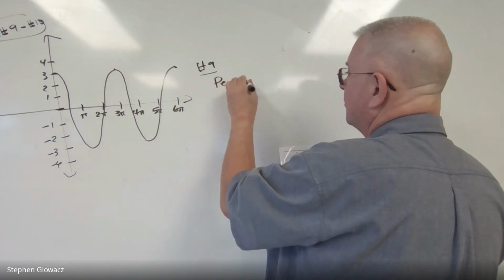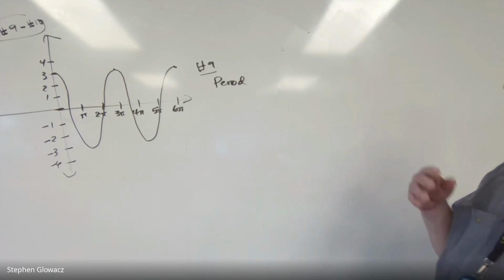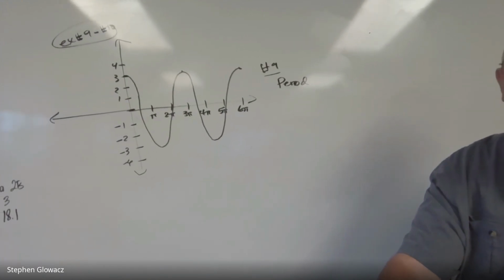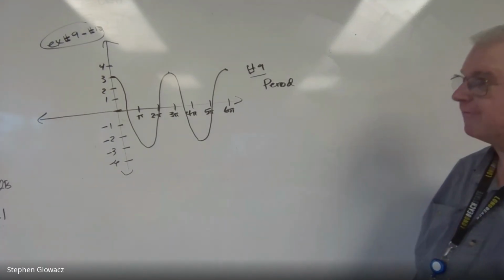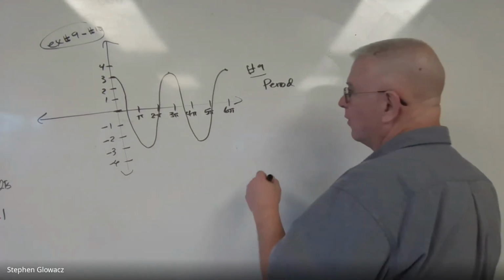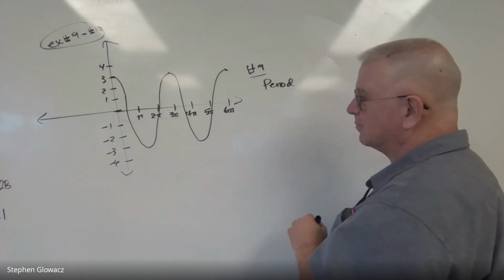Of course, we know the period of a sine or cosine function is 2 pi over b, but we don't have an equation here. So we need to, let's move this over a little bit. We need to be able to determine that just by looking at the graph. So remember we said that the period is the distance along the x-axis that the graph completes one cycle.